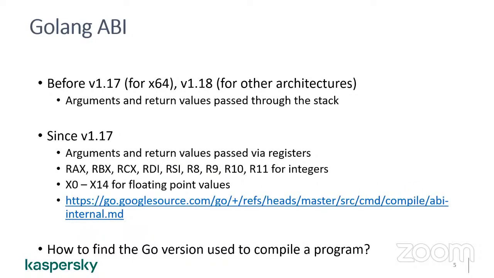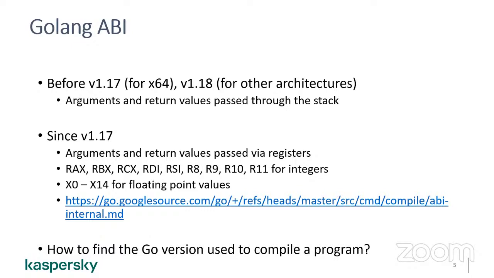Another very important thing is how function calls are being made. Now, in Go, there are actually two ABIs. One is the older one that was used before version 1.17 and 1.18 for other architectures. And back then, the function calls looked a bit like C or C-like languages in the sense that every argument passed to a function would be pushed on the stack in reverse order. So you would see push 1, push 2, push 3, whatever, and then a call to a given function.